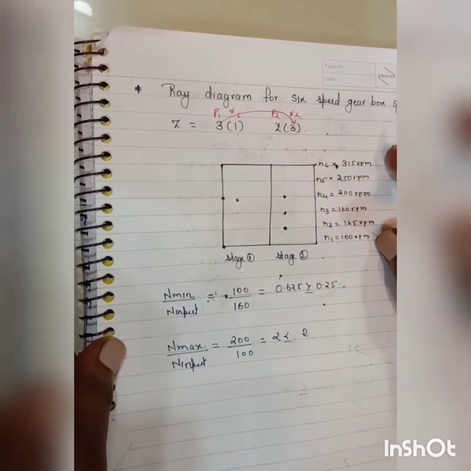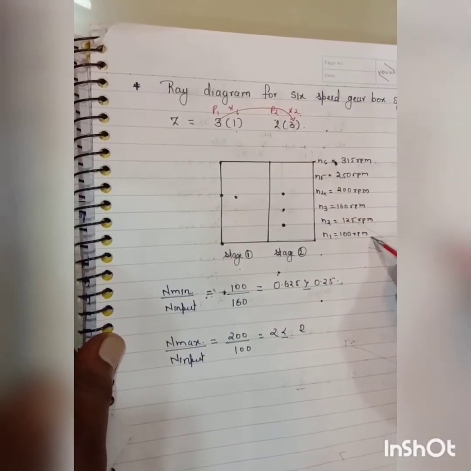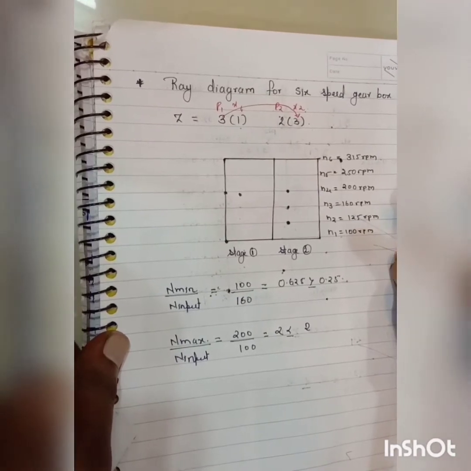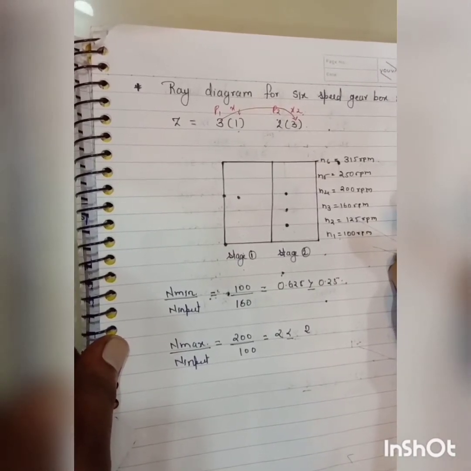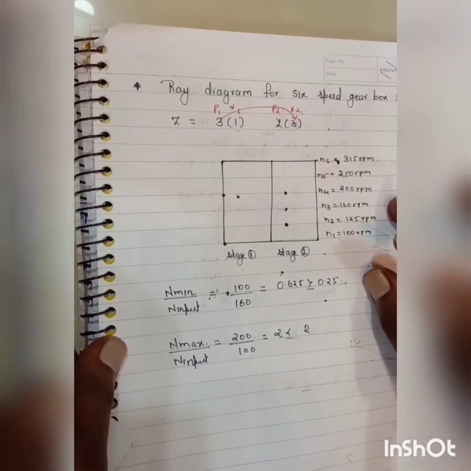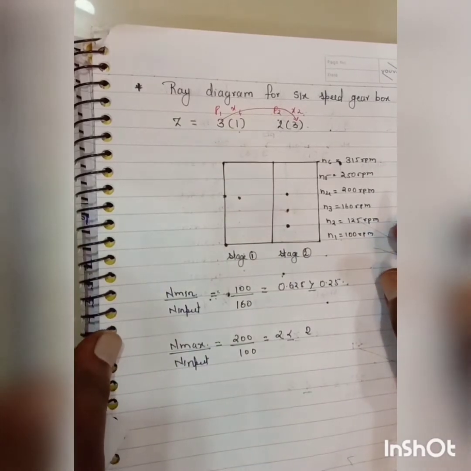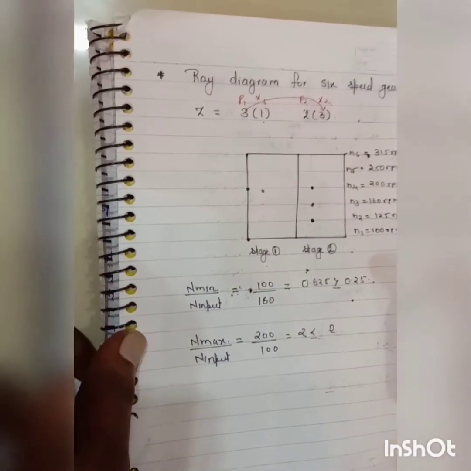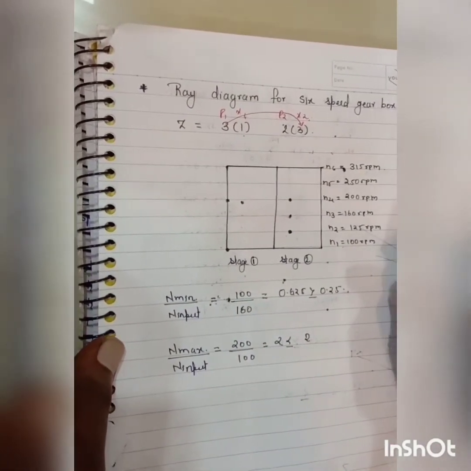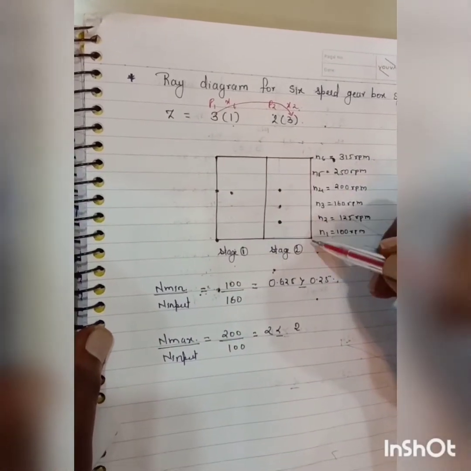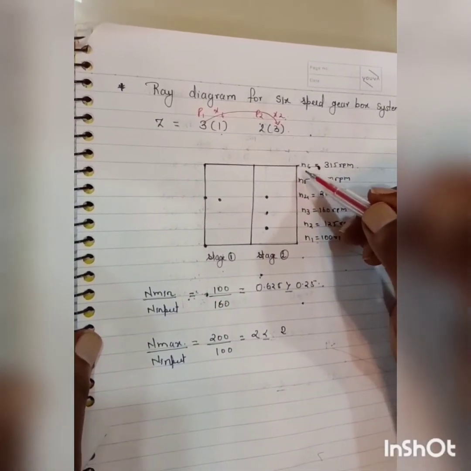As of now you can see I have put the values. These values you get by calculating. Here I am not calculating those values, I have directly put them. We have to see how to draw the ray diagram. So horizontal lines or horizontal points indicate the spindle speeds and the vertical lines indicate shafts.